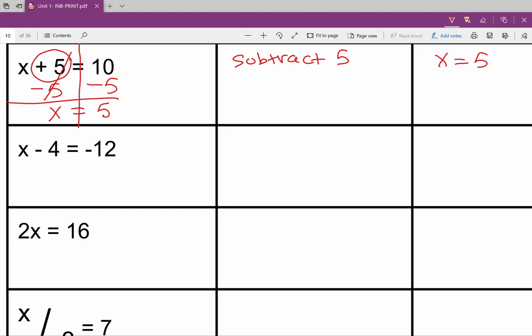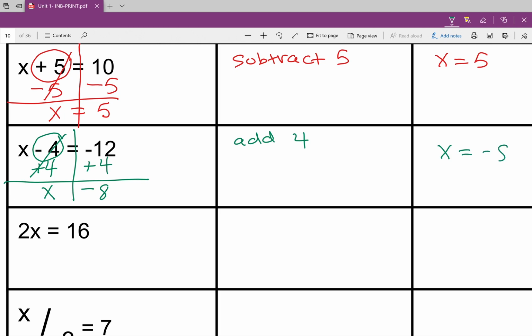Change my color. Okay. This one, in order to get x by itself, we need to get rid of this negative 4. So the opposite of negative 4 is positive 4. Remember, negative and a positive cancels if they're the same number, and we're left with x equals negative 12 plus 4, which is negative 8. So that means our step here was to add 4 to get x equals negative 8.